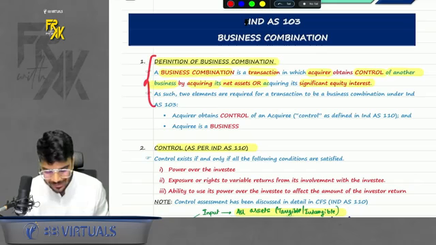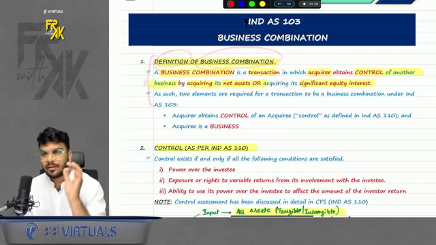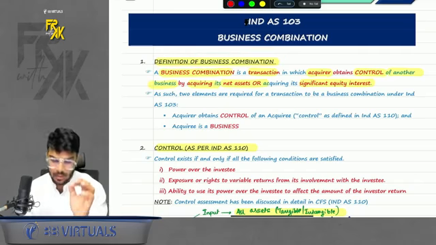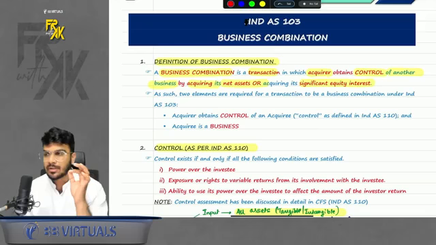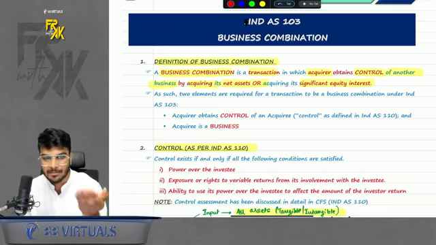First of all, the point was the definition of business combination. When will we call any transaction a business combination? First of all, there are two parties involved here. One is the acquirer, that is the purchasing company. Second is the acquiree, that is the selling company.